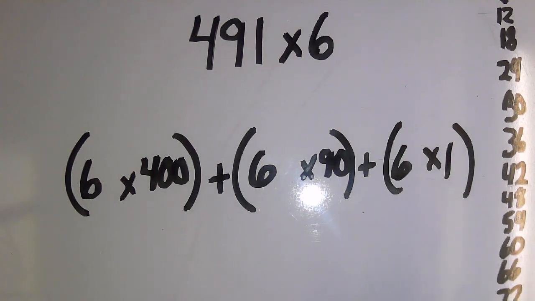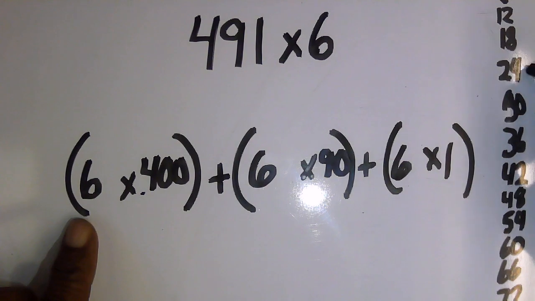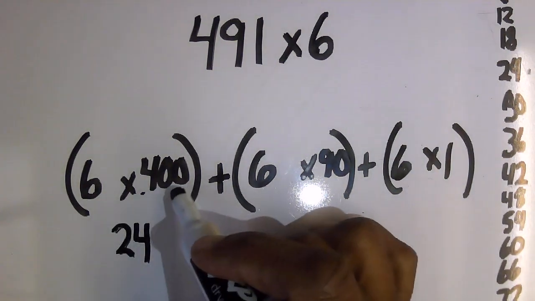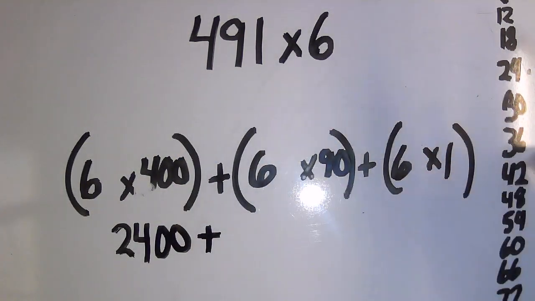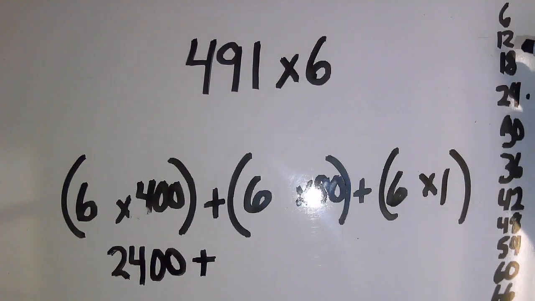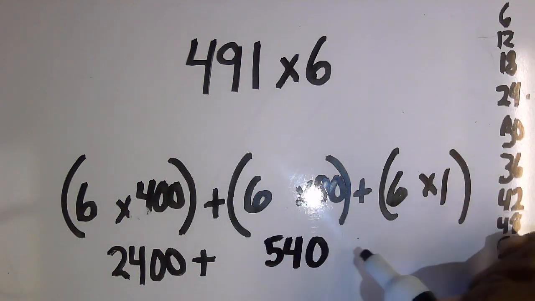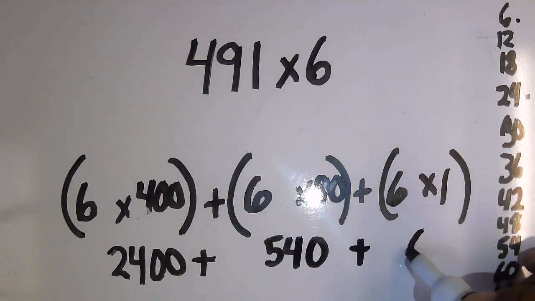6 times 4. All my multiples of 6, I'm going down 4. 1, 2, 3, 4. That gives me 24. How many zeros? There are 2. I'm going to bring them straight down. Plus 6 times 9. I'm going to count down 9. 1, 2, 3, 4, 5, 6, 7, 8, 9. That puts me at 54. How many zeros? 1. Bring that down. Plus 6 times 1 is 6. So I put 6 here.